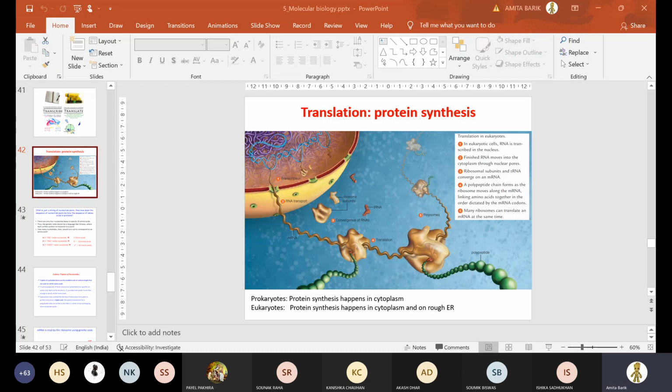It's coming. So one thing in transcription that you need to remember is that the strand that is used as a template for RNA synthesis is known as the template strand. So which is the template strand now? The one that is written from 3' to 5', isn't it?